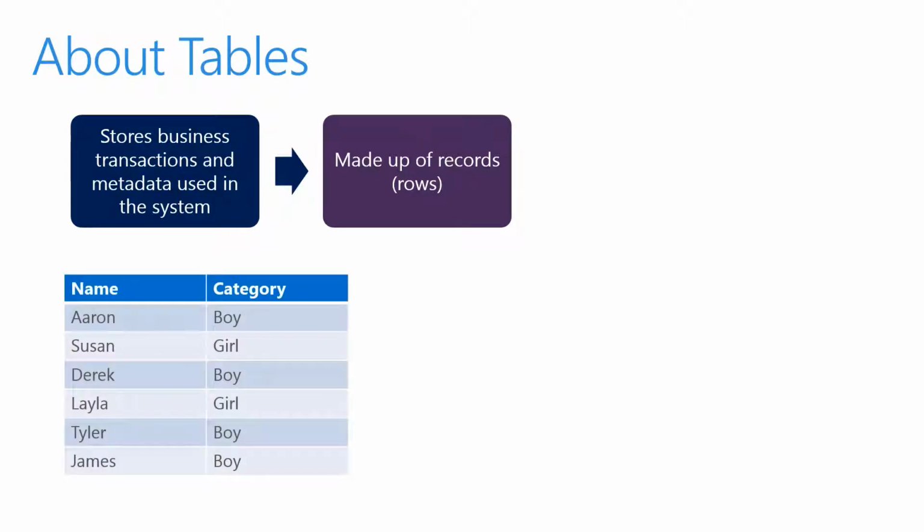Collectively, tables are stored in a database and work together to receive data and deliver data to the end user and outputs such as forms and reports. Tables can also contain metadata, which is not business data, but rather configuration data, such as system settings.